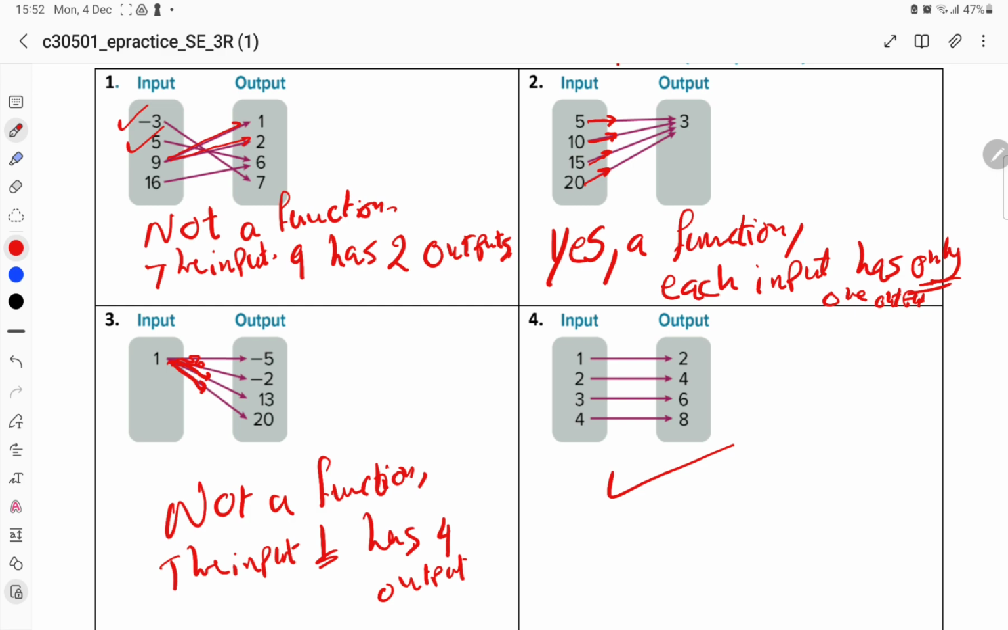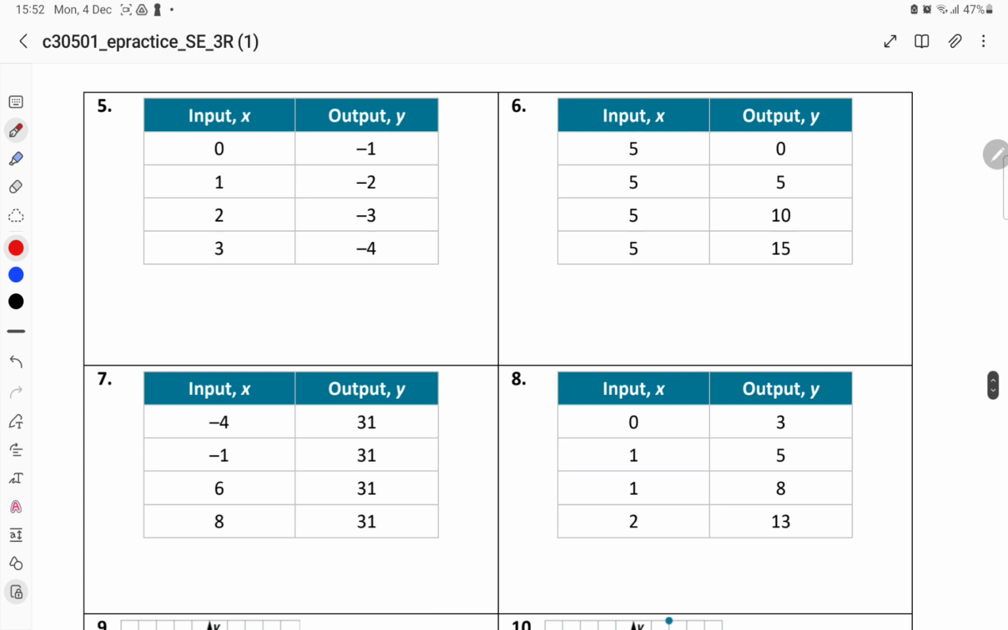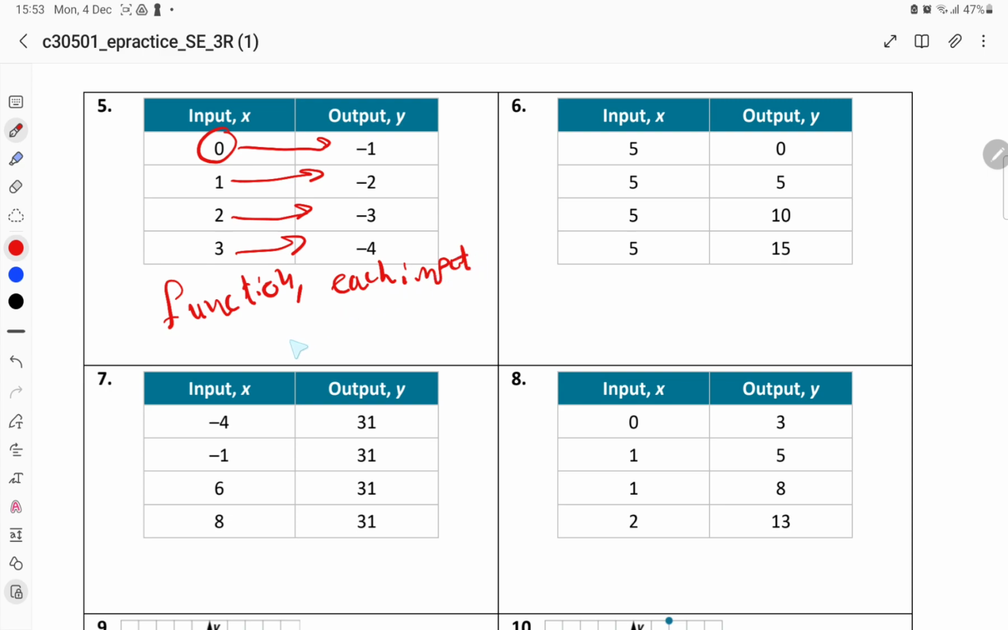Here it is a function. Why? Because each input has only one output. 1 was 2, 2 was 4, 3 was 6, 4 was 8. Very good. In the table here, again, it's the same idea, but in the shape of a table. You will find that the 0 is with -1, 1 was -2, 2 was -3, 3 was -4. So each number of the input has only one output. So we can say yes, it's a function. Each input, the same reason, each input has only one output.